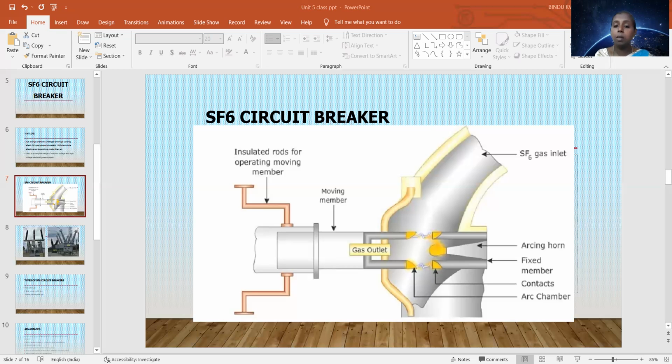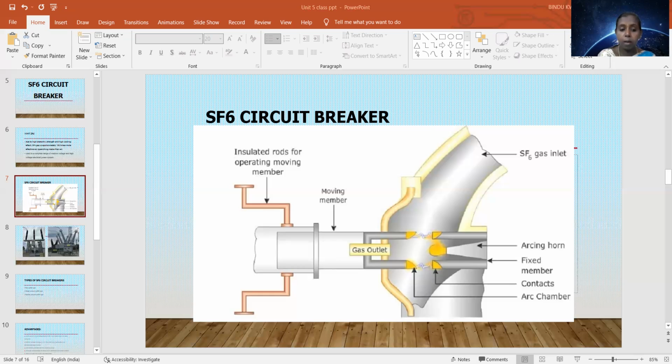Okay, and also the moving contact is also a hollow cylinder with rectangular holes on the sides. The purpose of these holes is that they permit the SF6 gas to flow out, and they also help to extinguish the arc. Okay, the tip of the fixed contact, where you can see in the yellow.